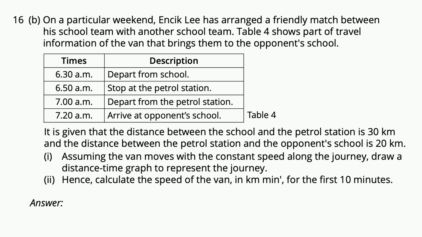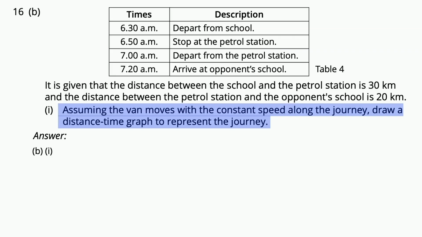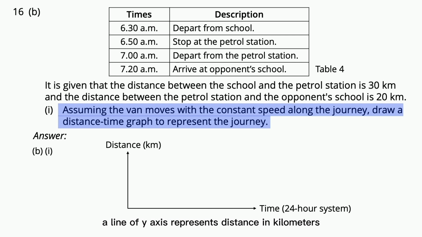B. Table 4 shows part of the travel information of the van that brings them to the opponent's school. Assuming the van moves with constant speed along the journey, draw a distance-time graph to represent the journey. Draw a line of x-axis, which represents time in minutes, and a line of y-axis, which represents distance in kilometers. The van departs from the school at 6:30 a.m.